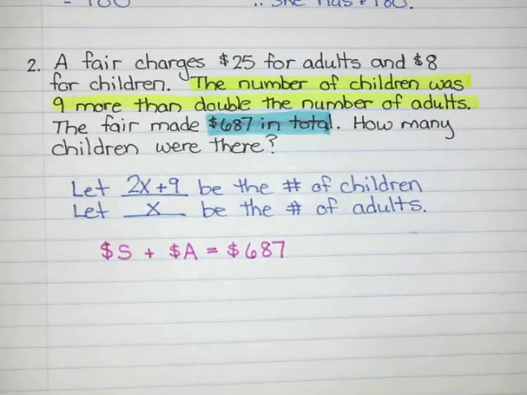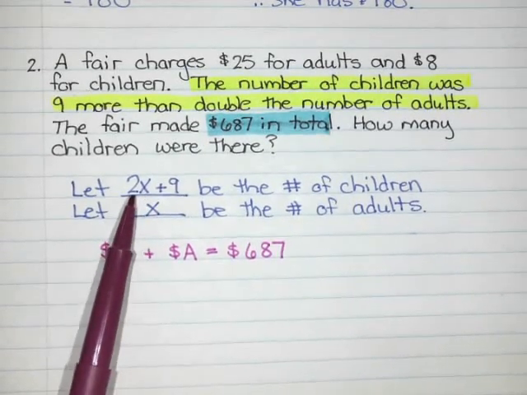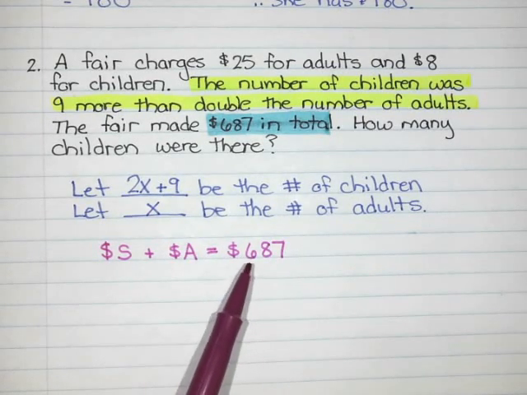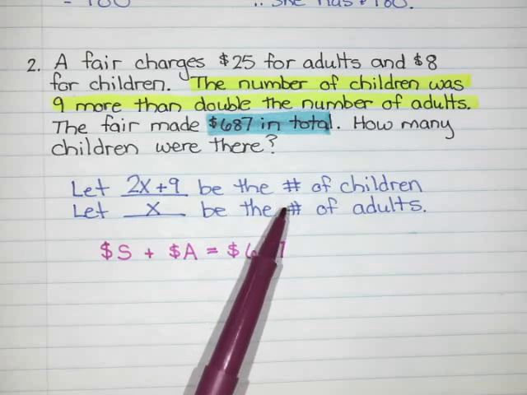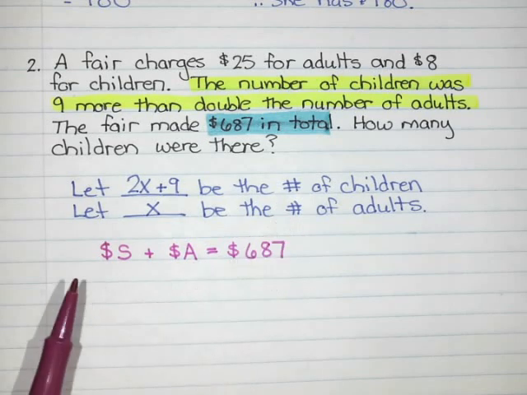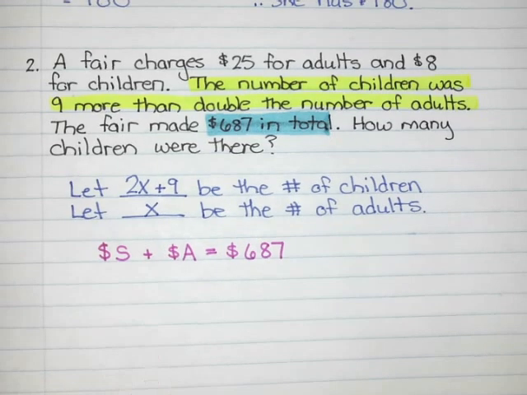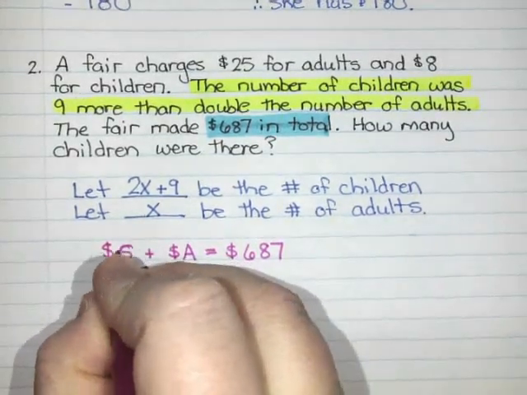Now, there's a trick to this question. It's not just 2x plus 9 plus x equals 687, because this is the number of children and the number of adults, and I need to know how much money they got from those children and adults. I guess I should have used C instead of S. Sorry about that.